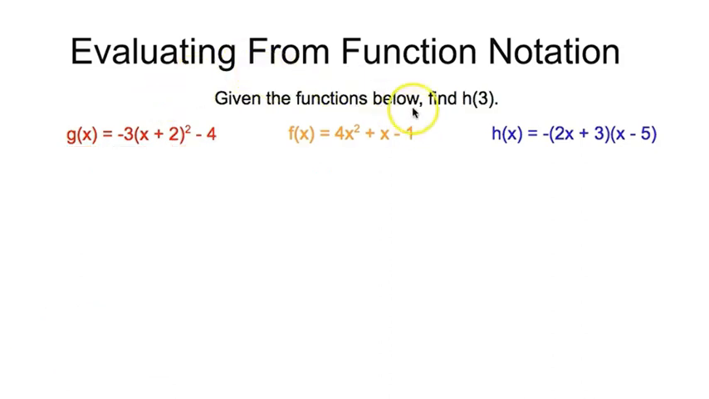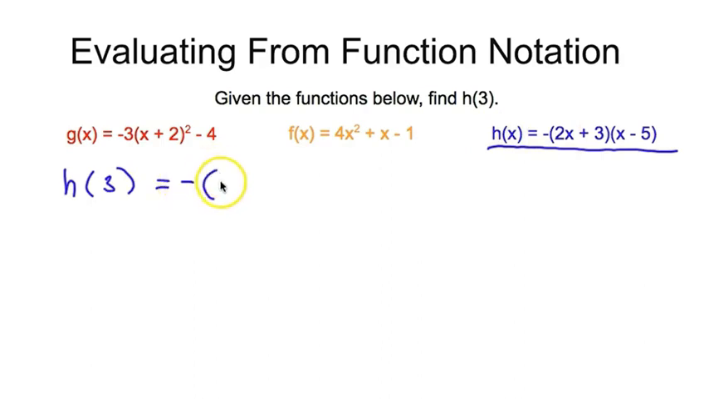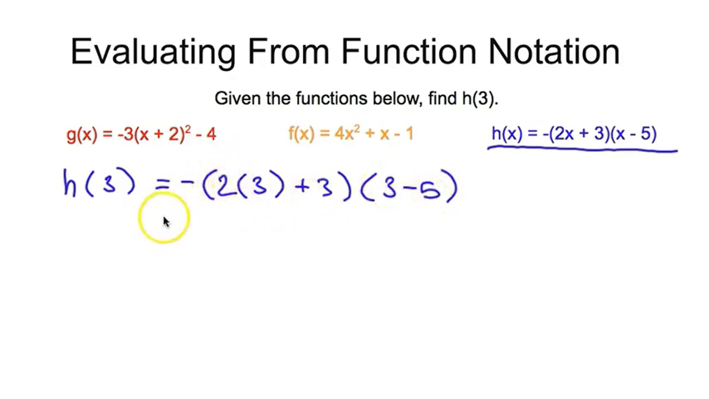Finally, let's take a look at finding h of 3. The h tells us that I'm dealing with this function. And in order to find h of 3, I take my expression that is going to tell me how to find the y value, and I replace every single x with a 3. And then I simply evaluate using the order of operations. So the order of operations tells me I would do everything in parentheses first. So inside this first set of parentheses, I have multiplication and addition. Multiplication comes first, so I do 2 times 3, which is 6.